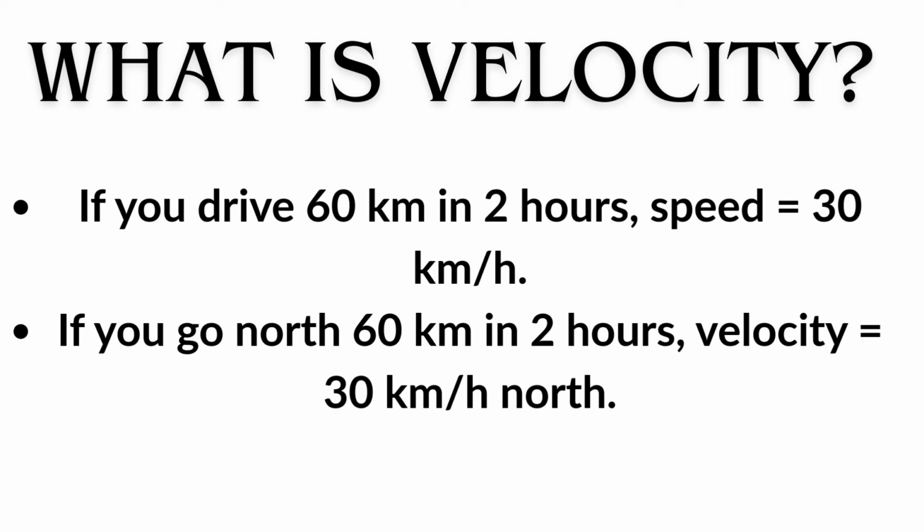For instance, if you drive 60 km in 2 hours, speed will be 30 km per hour, by the formula of distance upon time, 60 by 2 is equal to 30. Okay, if you go north 60 km in 2 hours, because we are talking about north, it will be velocity. By the formula of displacement upon time, we have calculated the velocity, which is 30 km per hour in the north direction.